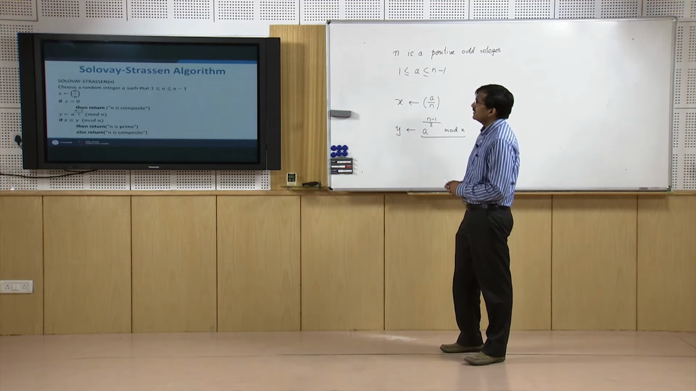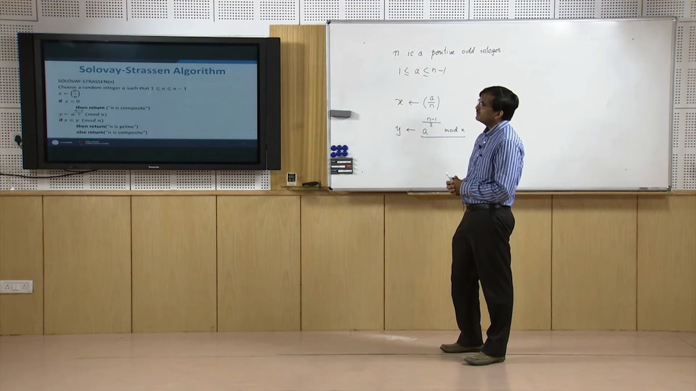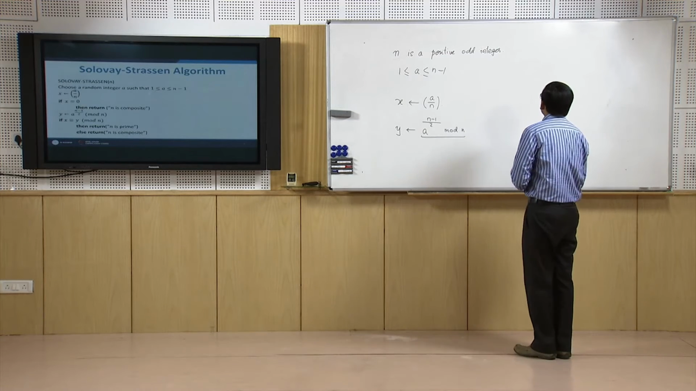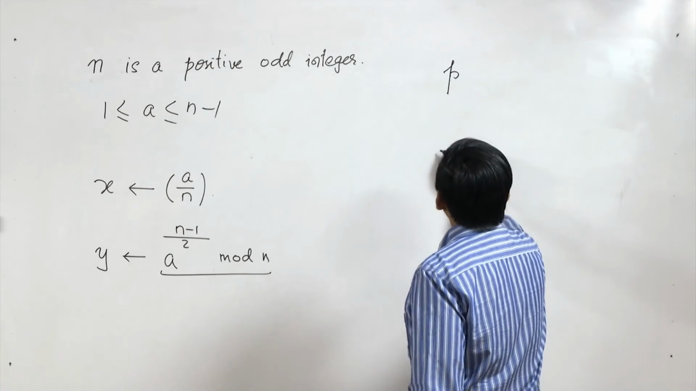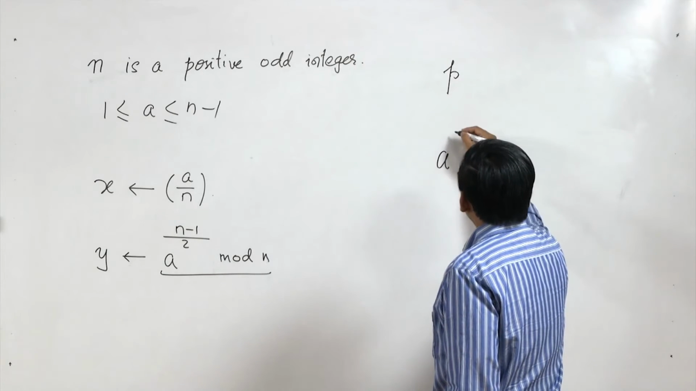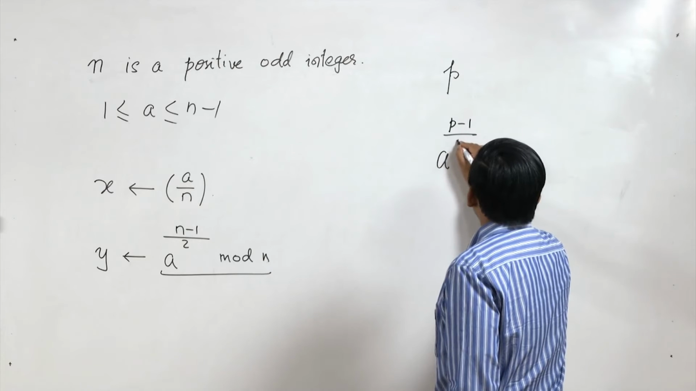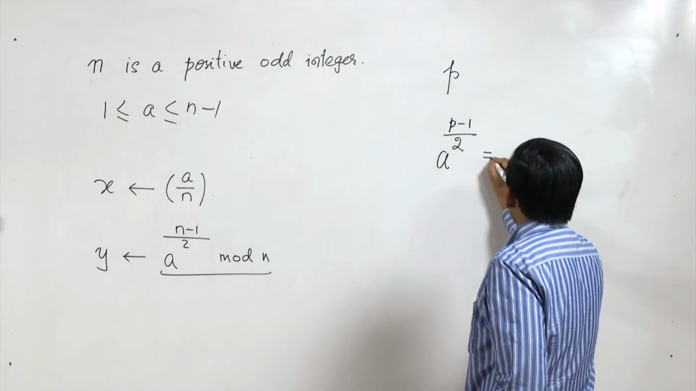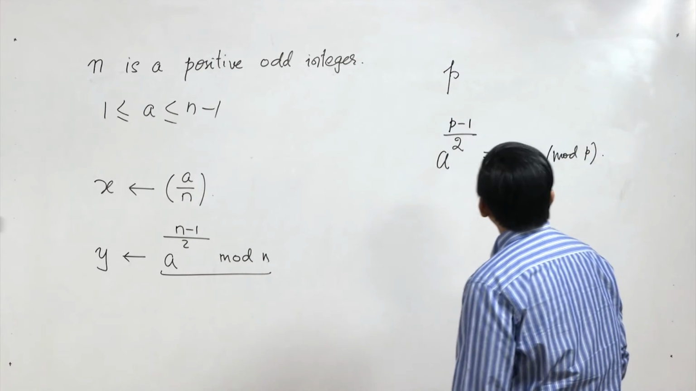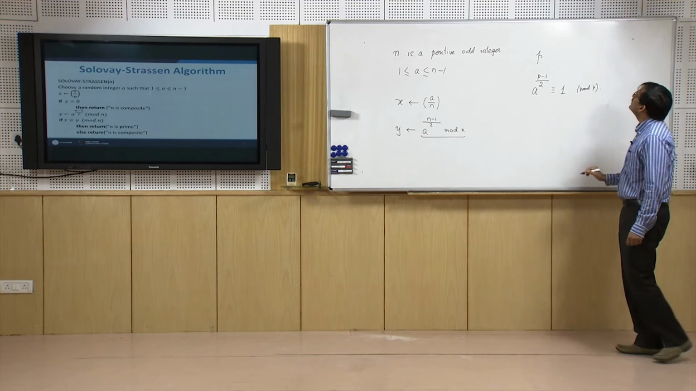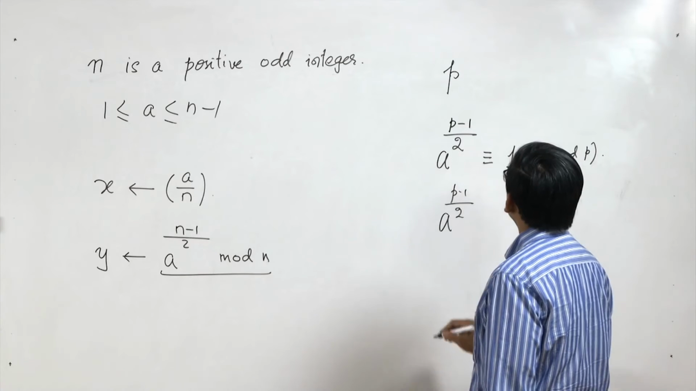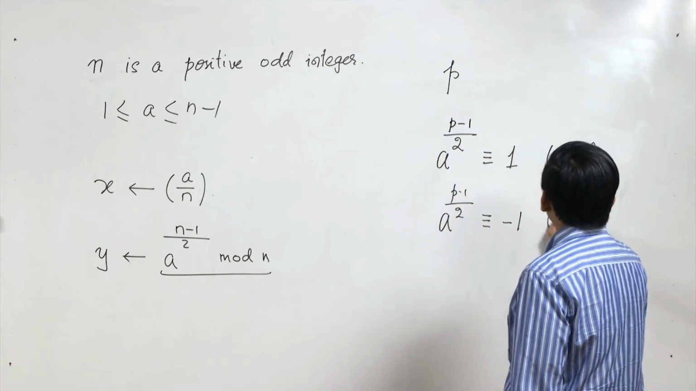It works because we are essentially using Euler's criterion, which says that if P is an odd prime, then A is quadratic residue modulo P if A raised to the power P minus 1 by 2 is congruent to 1 mod P, and it also can be proved that otherwise A raised to the power P minus 1 by 2 will be congruent to minus 1 mod P.